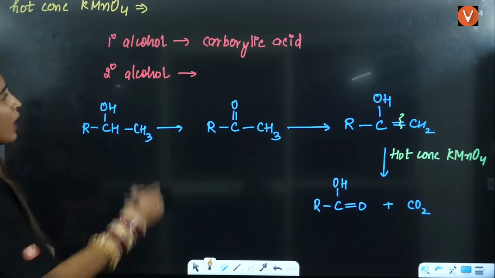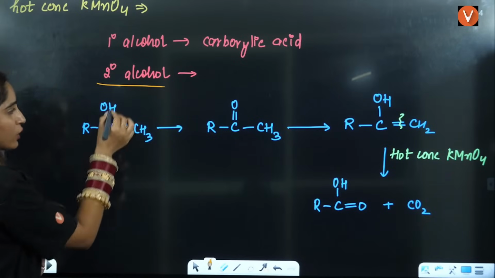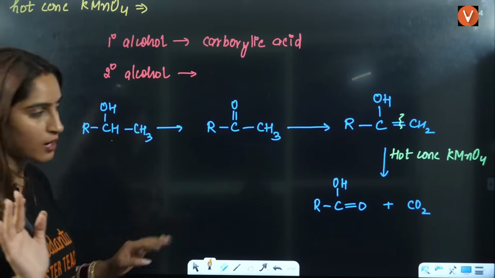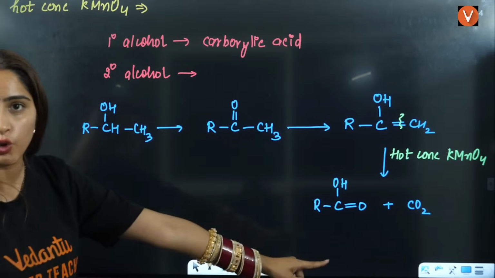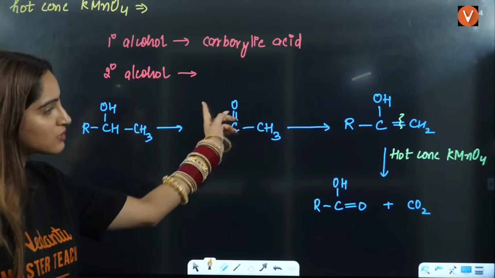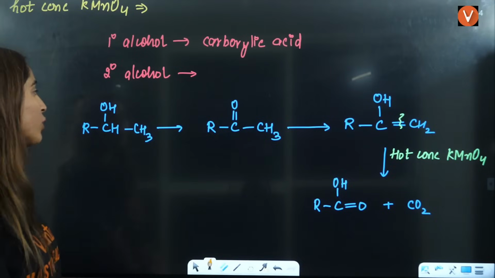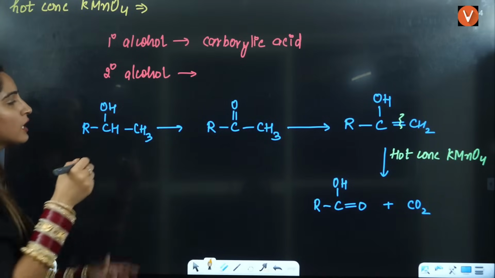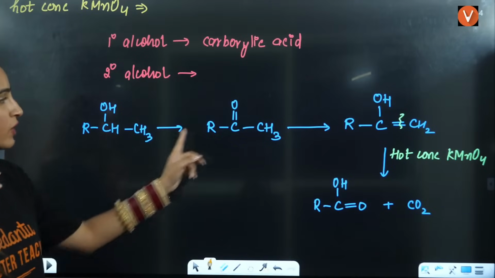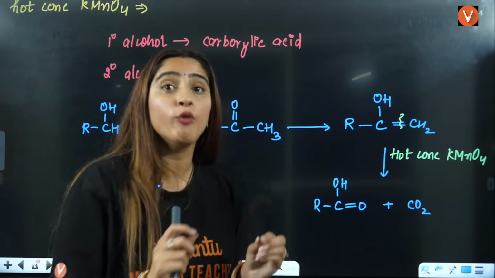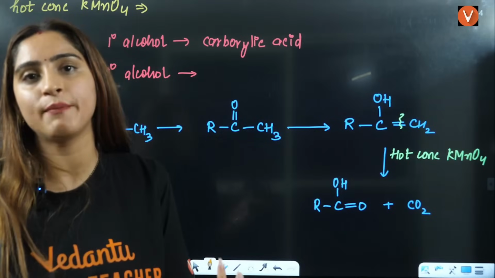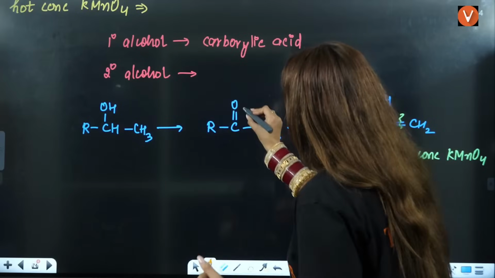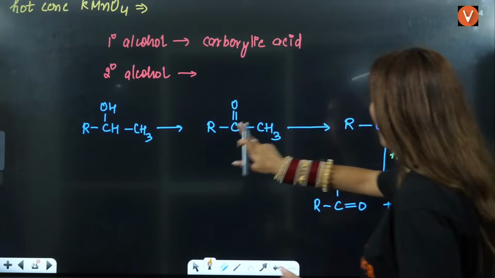But if you have 2-degree alcohol, OH is attached to that carbon which is further attached to 2 carbons. That is also converted to carboxylic acid only. This is the full step. So basically, we know that when you have 2-degree alcohol, that is converted to ketone. But now, because you have hot concentrated KMnO4, further oxidation will occur, right? So what will happen here? We have double bond O. This will be tautomerized here.